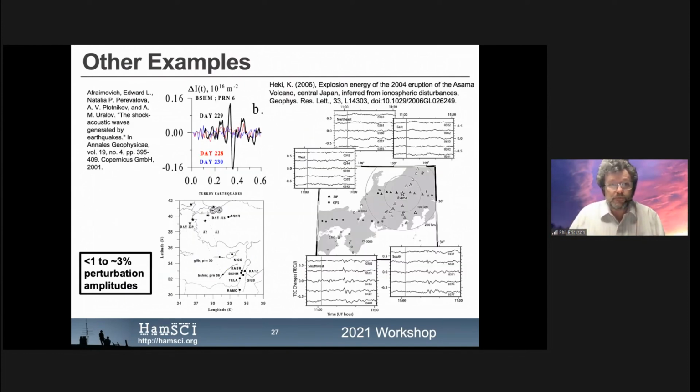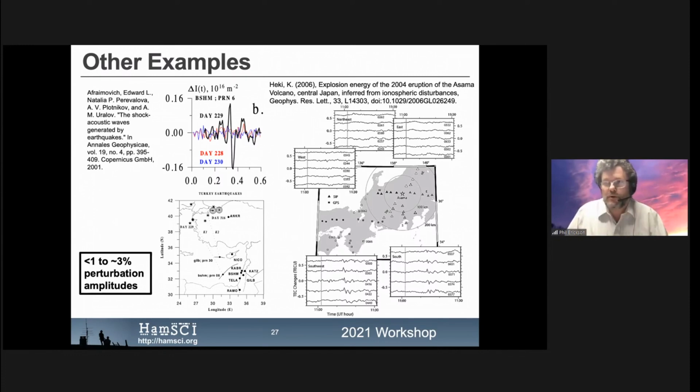There are other examples of this. This is a paper from the Irkutsk group in Siberia. This is Ed Efremovich and colleagues showing an earthquake in Turkey. Again, the sensor is a few hundred kilometers away. This is the Hickey paper from 2006 and a volcano eruption in 2004. And if you look at those wiggles, we translate them to relative, we're talking about 1 to 3% perturbation amplitudes. So again, the Tohoku was about 5%. These are in the couple percent.